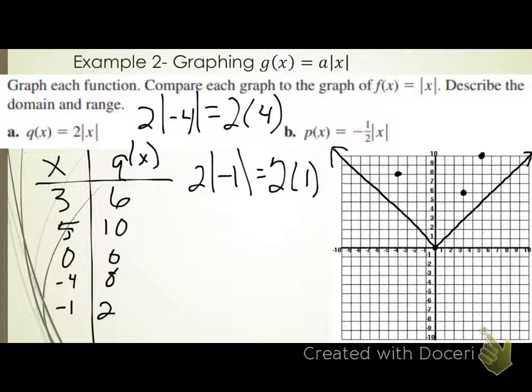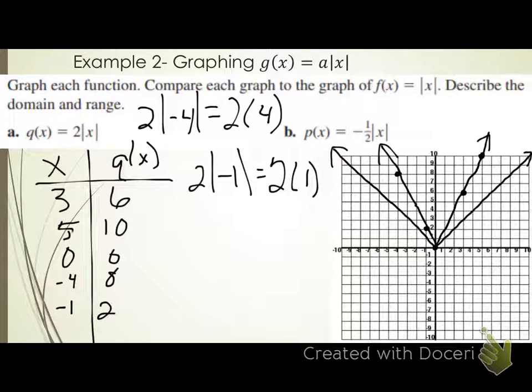Does everyone see that? Does everyone kind of see a V forming? We got ourselves a slope of 2 and -2. Sorry, my line's not the straightest. There's my graph of q of x.